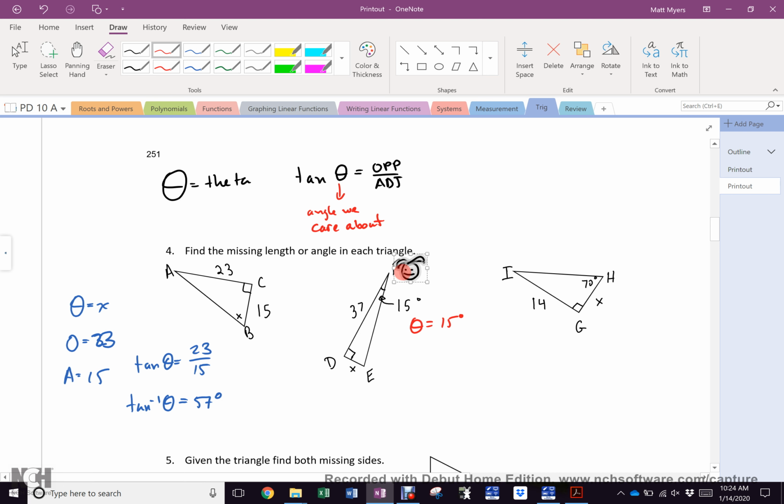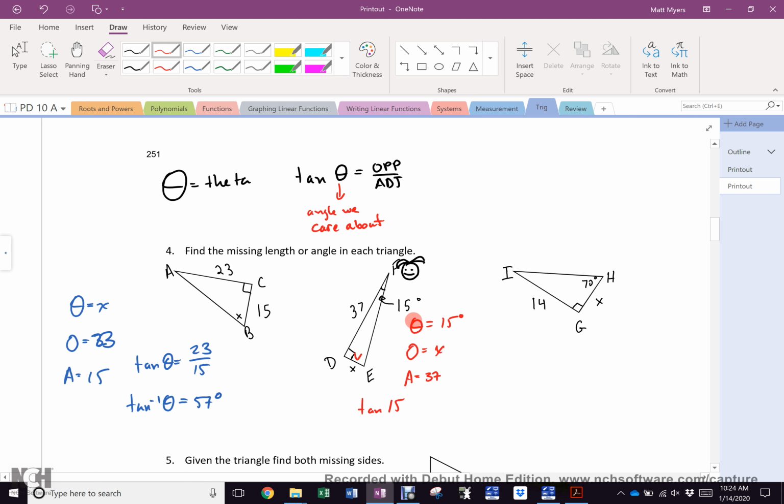Now I'm there. What is opposite to me? No. Opposite means what, Harry? Across. What is opposite to me? X. What is adjacent to me? 37. Tan theta is opposite over adjacent.